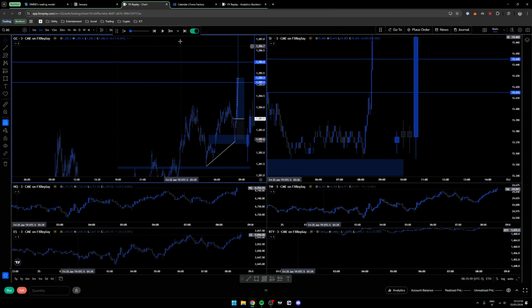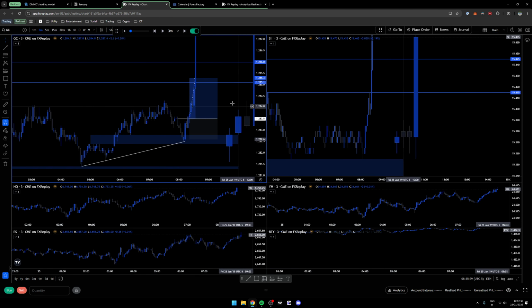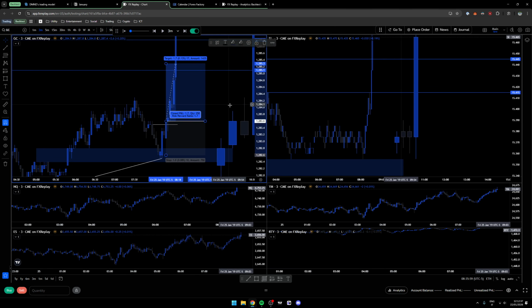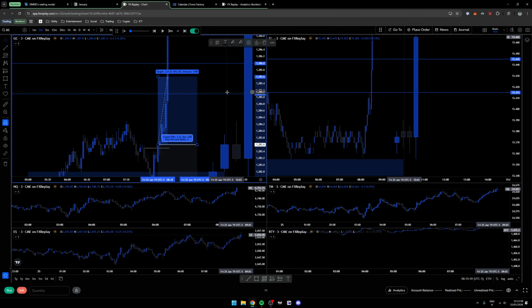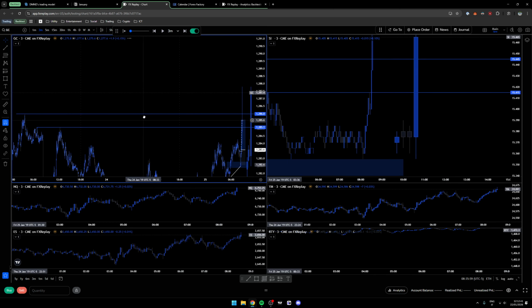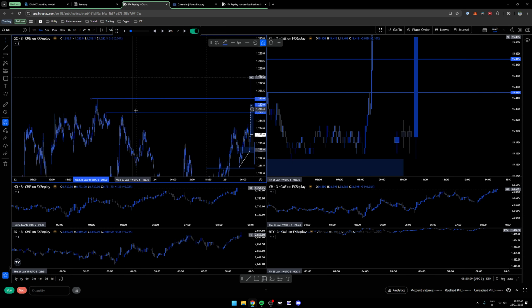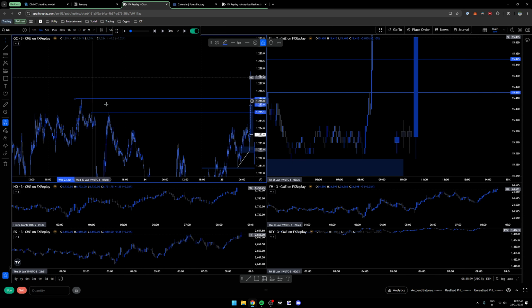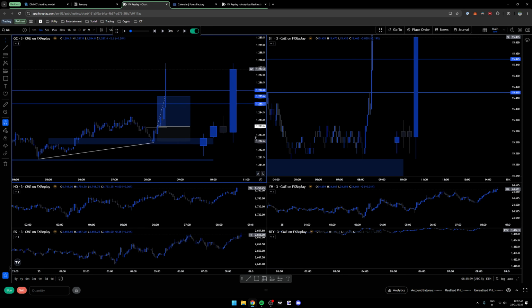What about this? My drawn liquidity is way higher than this, so I could also not take the retest. I'll be honest, but yeah, that's my drawn liquidity. This is just a fair swing. So yeah, I definitely did not need the retest there.